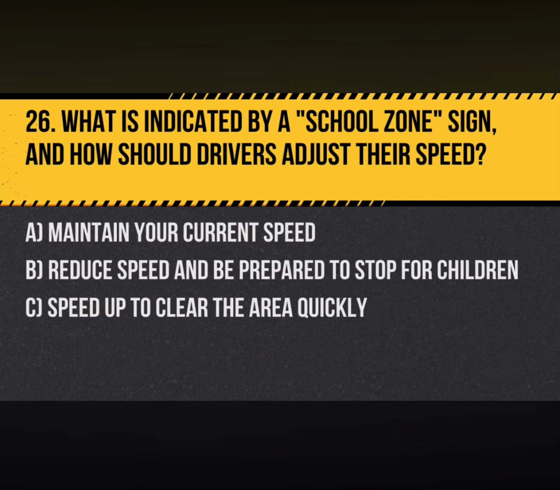Question 26. What is indicated by a school zone sign, and how should drivers adjust their speed? A. Maintain your current speed. B. Reduce speed and be prepared to stop for children. C. Speed up to clear the area quickly.